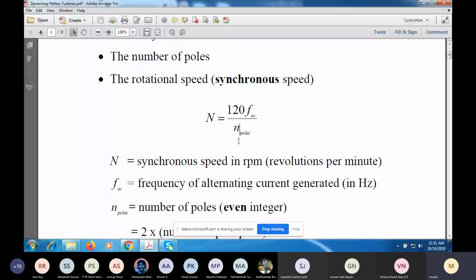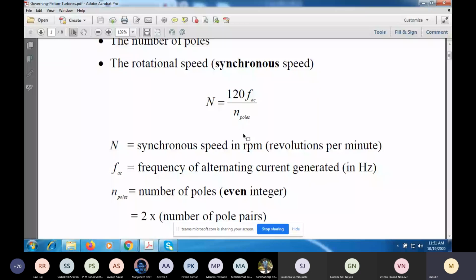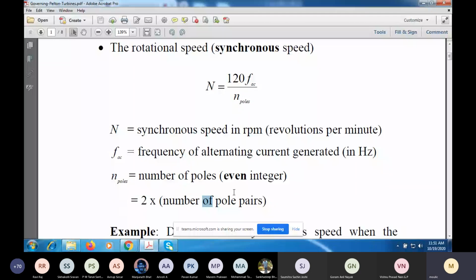Now in this expression, of course, I've taken the number of poles, which has to be an even integer, so it is twice the number of pole pairs. So you may come across a book where you will have a formula 60F by n, but in that case you would interpret n not as the number of poles but as the number of pole pairs. So here most authors of textbooks on electrical machines will use this kind of an expression where they use the number of poles which is twice the number of pole pairs.